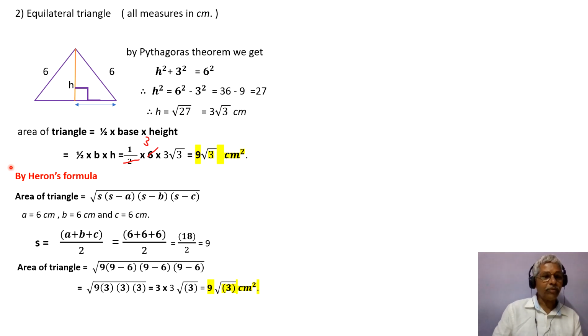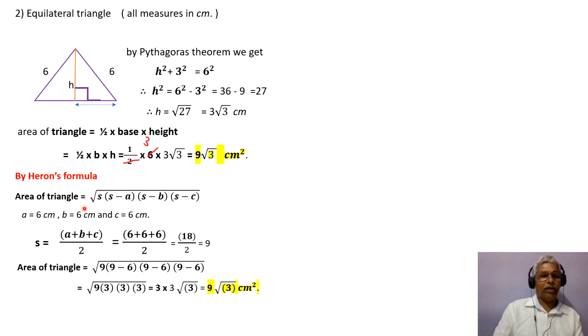Now area of triangle equals half base into height. So this is here 1 upon 2 into 6 into 3 root 3. That comes out to be, we have seen this, 9 root 3 centimeters square. Now by Heron's formula.